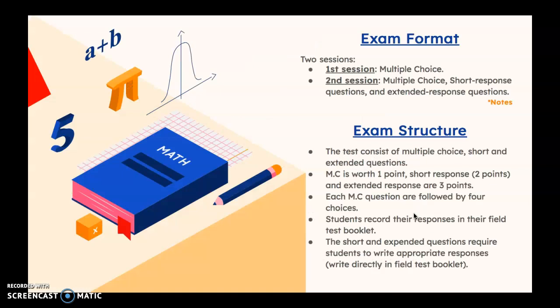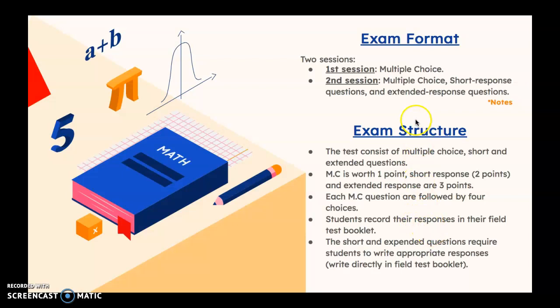Now, here I'll explain the format of the test, right? So the test is divided into two sessions. The first session is the multiple choice. So the multiple choice basically assesses standards, algorithm and conceptual standards, and multiple choice integrates both grade level standards and the standards for mathematical practices.